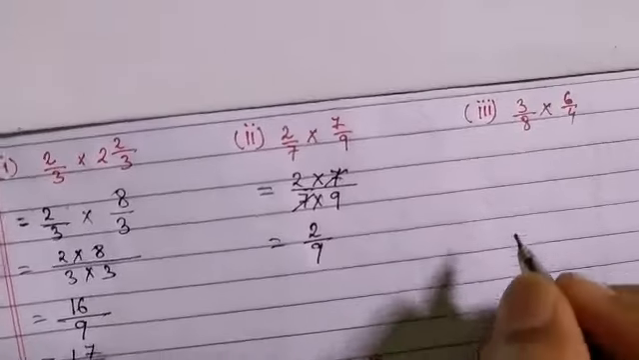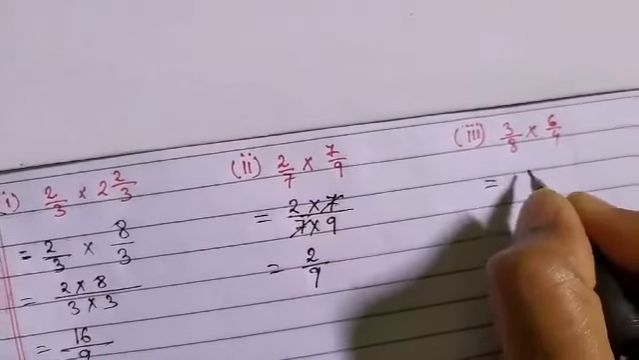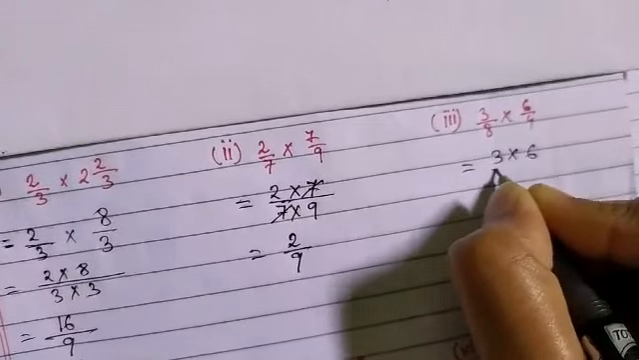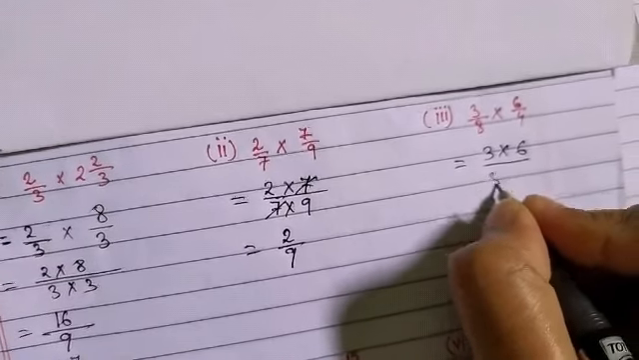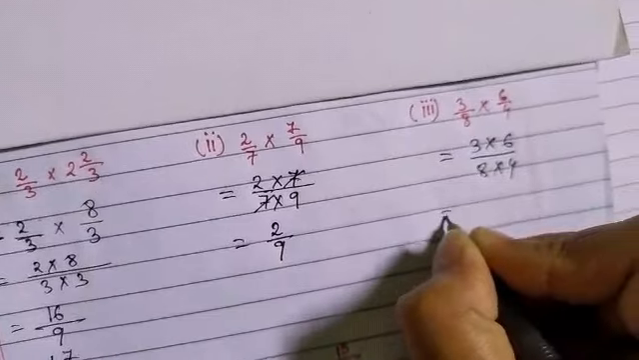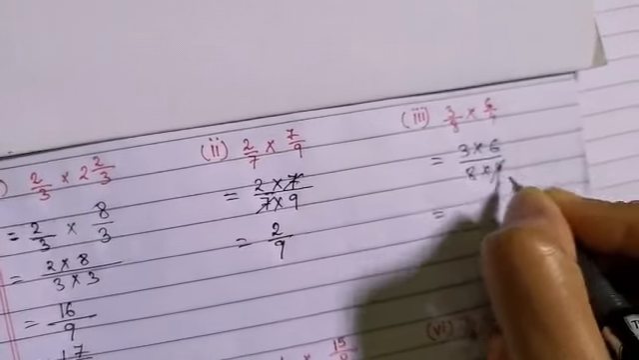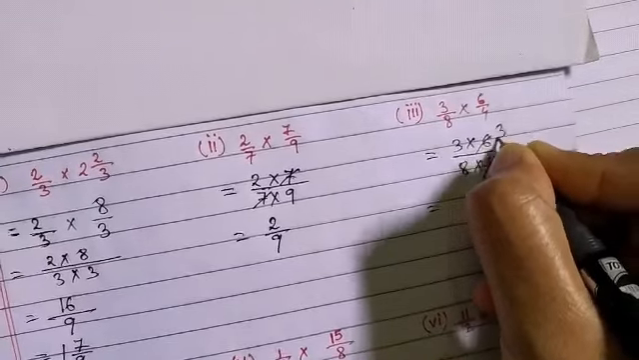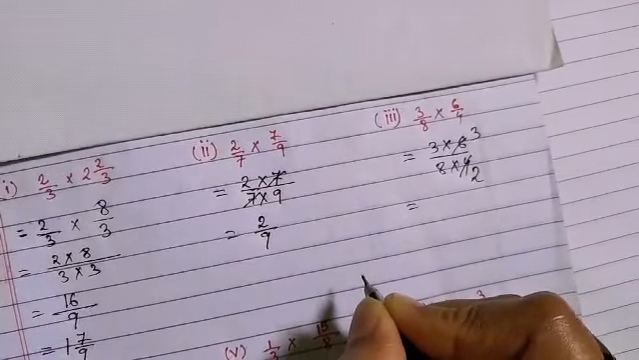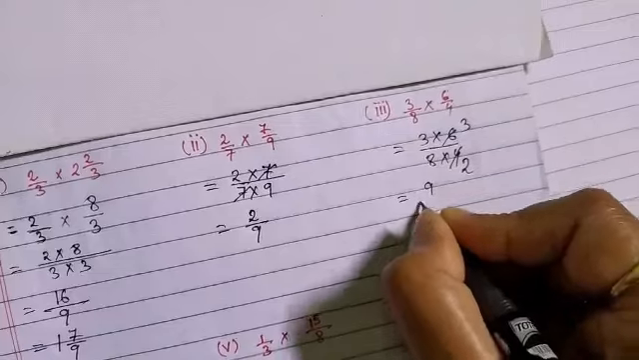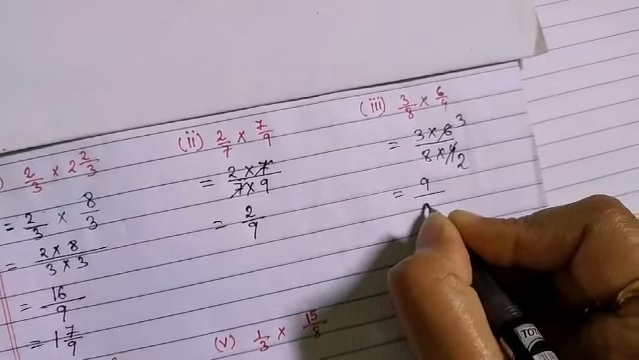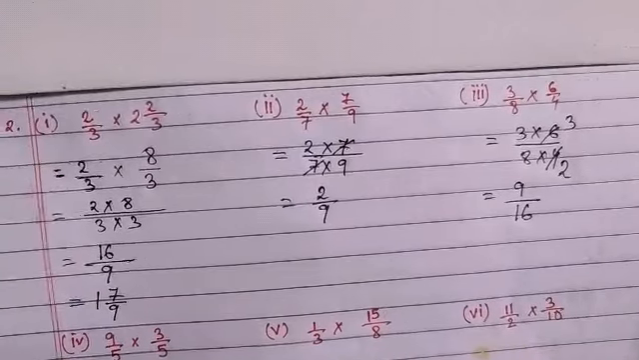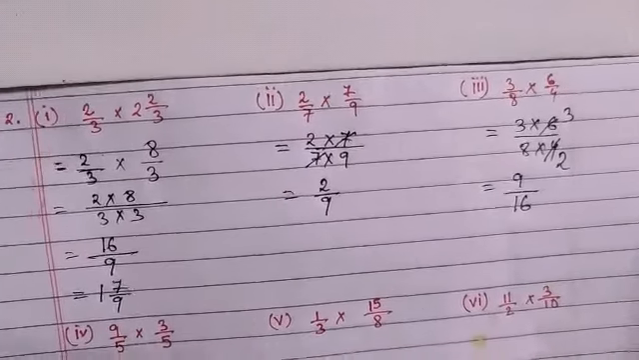Next, number 3. 3 by 8 into 6 by 4. That means 3 into 6 divided by 8 into 4. Then by 2 it can be cut. 2 2s are 4, 2 3s are 6. Then 3 3s are 9 by 8 2s are 16.